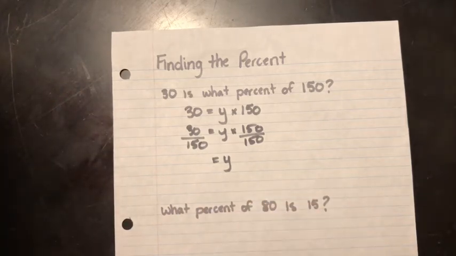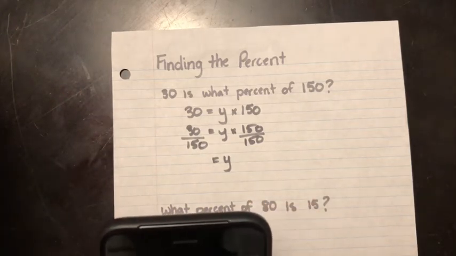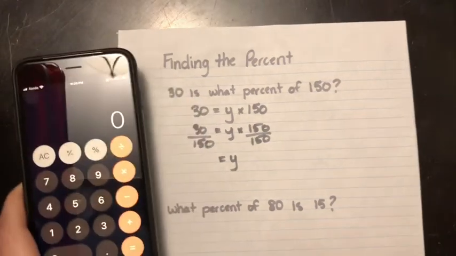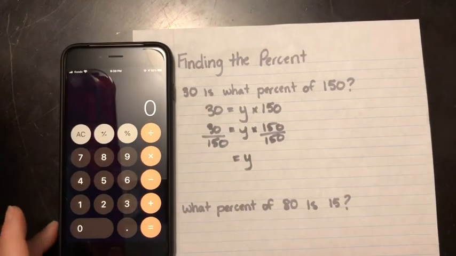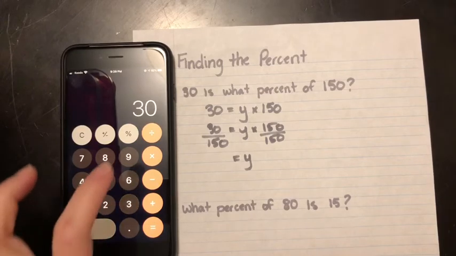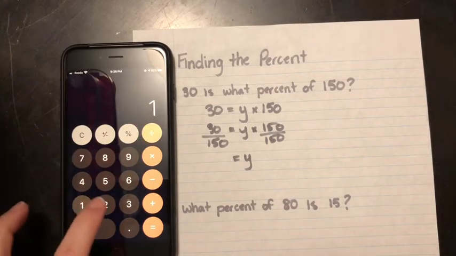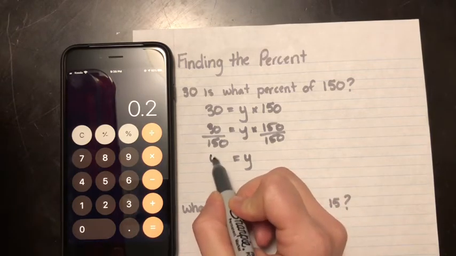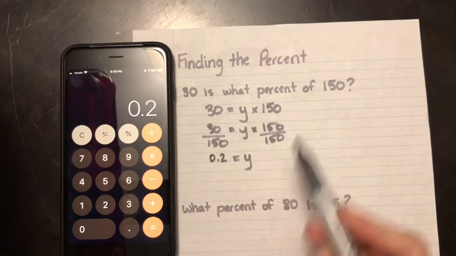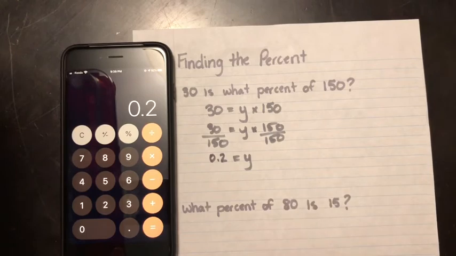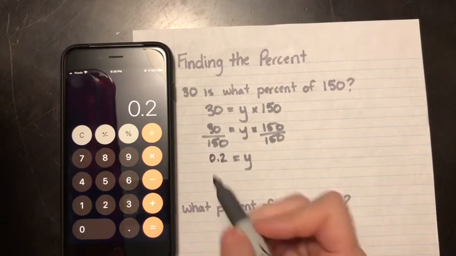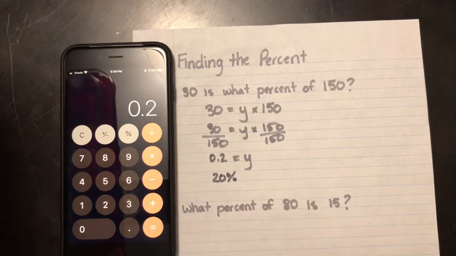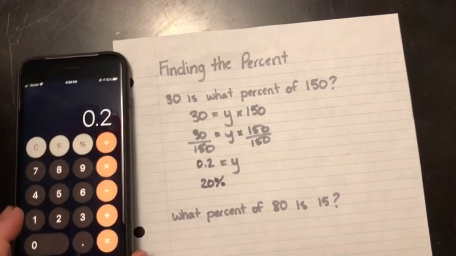Let me pull up my calculator here. Okay, so here's my calculator, and then I can go 30 divide key 150 equal sign, and it's going to be 0.2. But if they want that as a percent, I have to multiply it by 100. So it's actually going to be 20%. Okay? So that's that first question there.